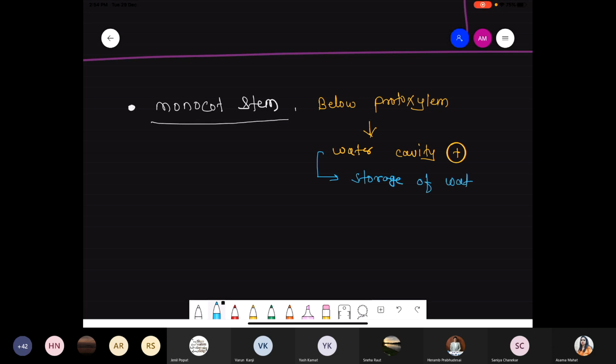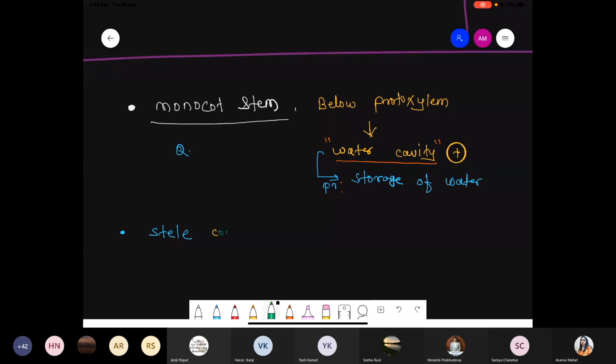And please remember, such kind of water cavity is associated with only and only the monocot stem. In case of the dicot stem, there is no such type of water cavity. One point, one question. Another point, we are talking about what is the meaning of this stele. We'll discuss this part. Okay, stele.